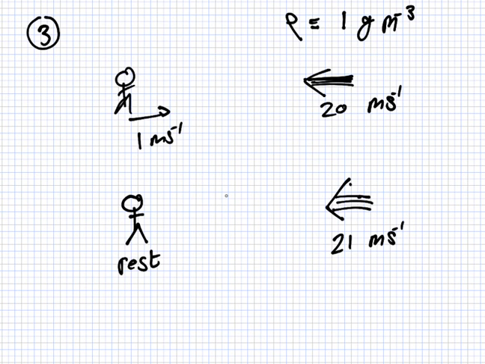Can you see that these two are the same situation? In this one he's walking into the wind at 1 meter per second, and in this one he's at rest, but the wind is blowing at 21 meters per second. Can you see how they're the same?